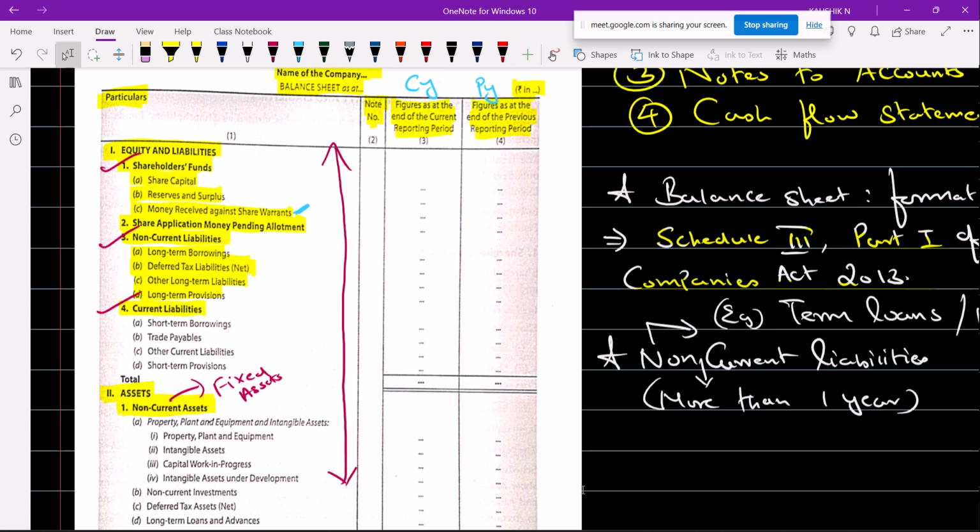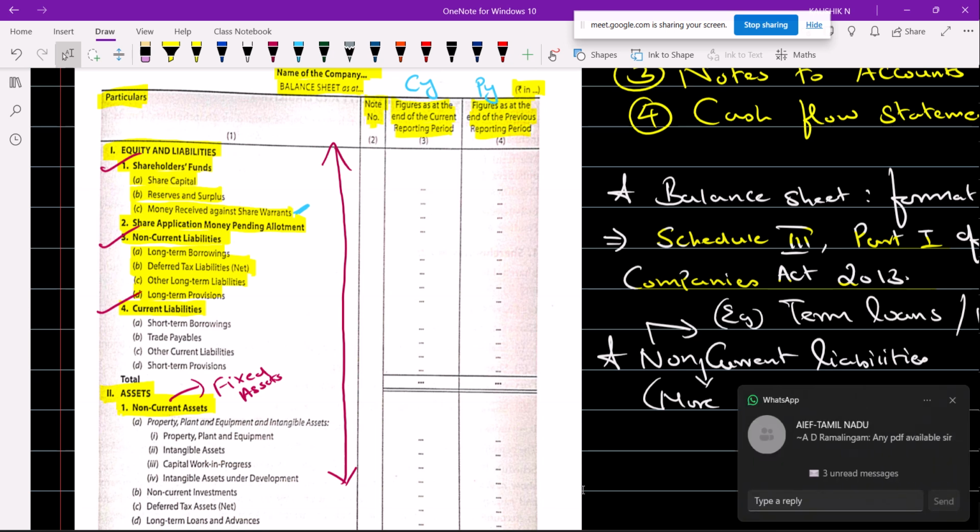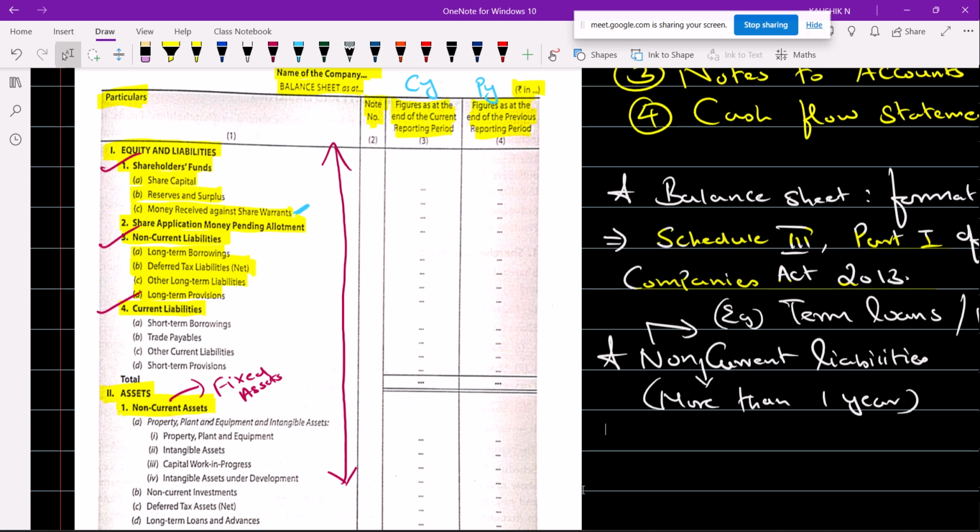Hardly will you see more than 3 or 4 items appearing as a subhead. Under each major head you could see a minimum of 2 or 3, and a maximum of 4, not beyond 4. So you need not mug up which items come under what. You can easily understand the concept, and then you can just keep them in your memory.